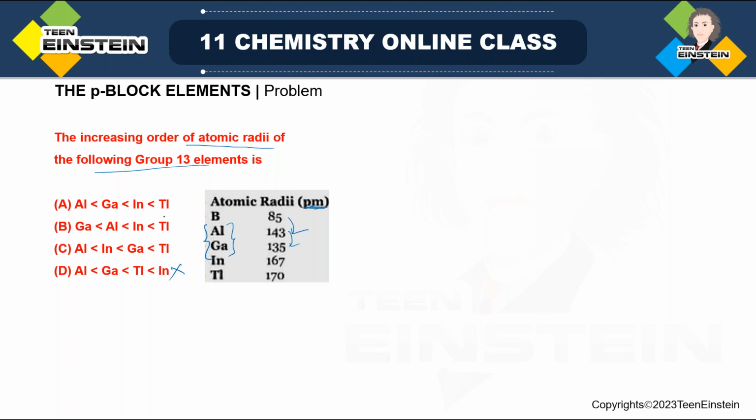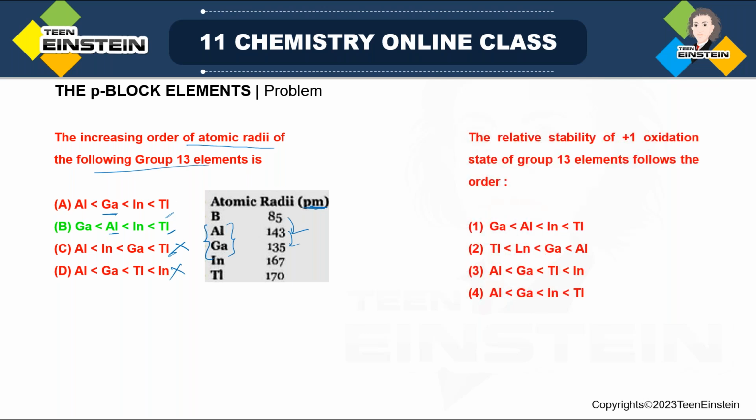This is not correct. Tl will always have maximum value, but after Tl the next one is indium. That is also fine. So this is also cancelled, but after indium it is not gallium, it is aluminium. So option B should be the correct option. It is a very straightforward question, nothing to discuss. The reason obviously we have discussed it several times. I am not going to that. That is why gallium is having lesser size than aluminium. That is already discussed.